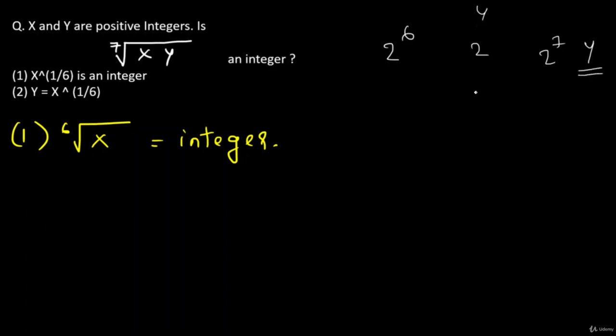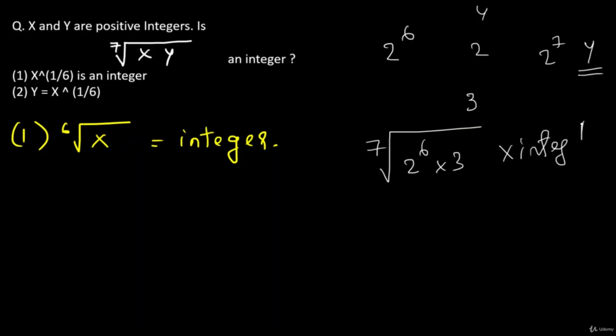Now if I take y as 3, then x into y would be 2 to the power 6 into 3. And the 7th root of this is not an integer, right? Therefore, I'm getting a no over here. So in some cases, I'm getting yes, and in some cases, I'm getting no. Therefore, this statement alone is not sufficient. All right. Now let's proceed to statement 2.